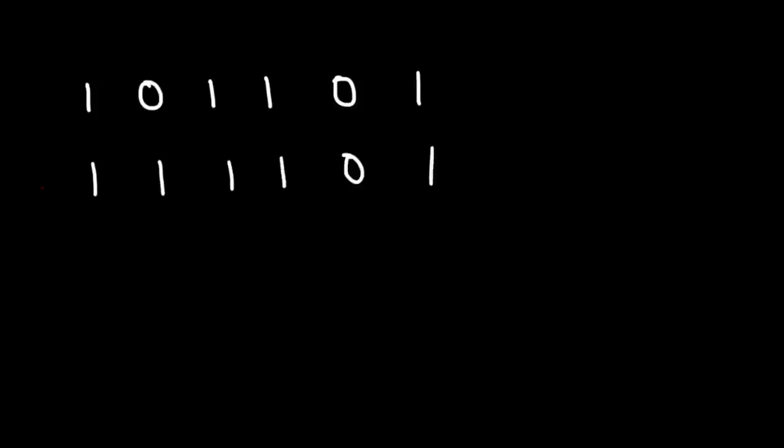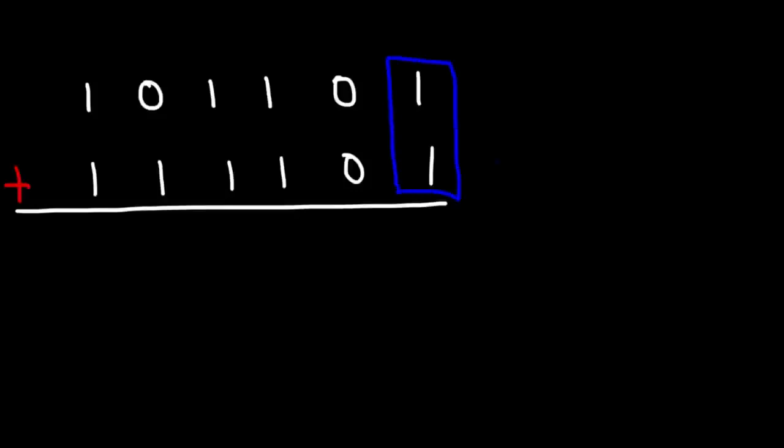So go ahead and add these numbers. Feel free to take a minute, pause the video, and work on this example problem. Let's start from the first column on the right side and work our way towards the left. 1 plus 1, we know that it's going to give us 0, but we need to carry over a 1 to the next column.